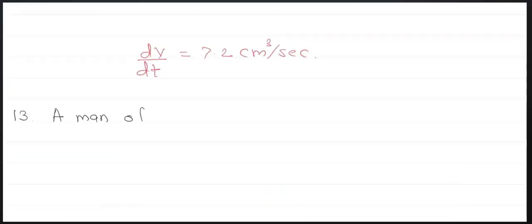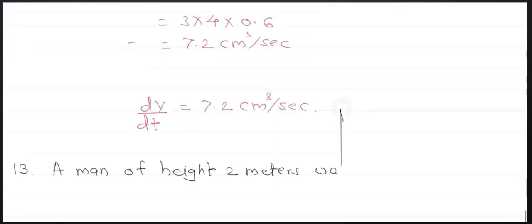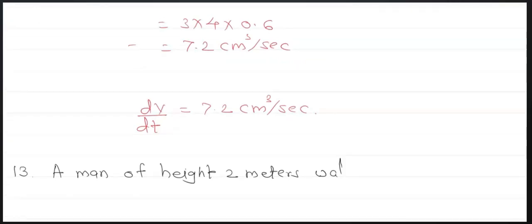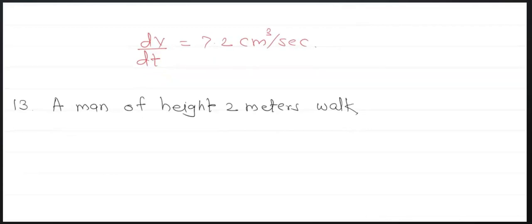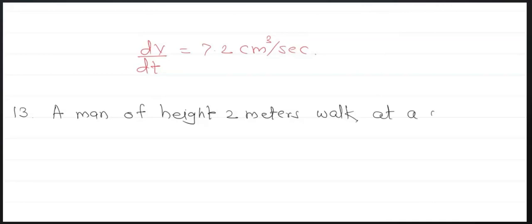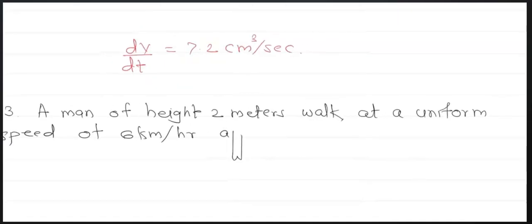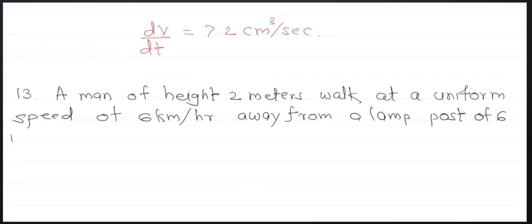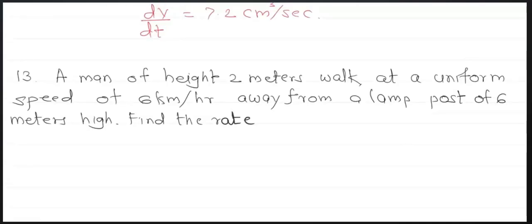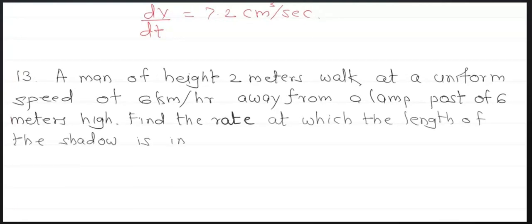Now next, the problem number 13. A man of height 2 meters walks at a uniform speed of 6 kilometers per hour away from a lamppost of 6 meters high. Find the rate at which the length of the shadow is increasing.